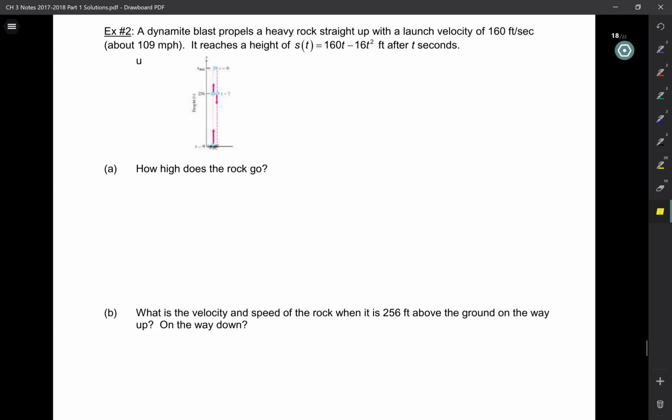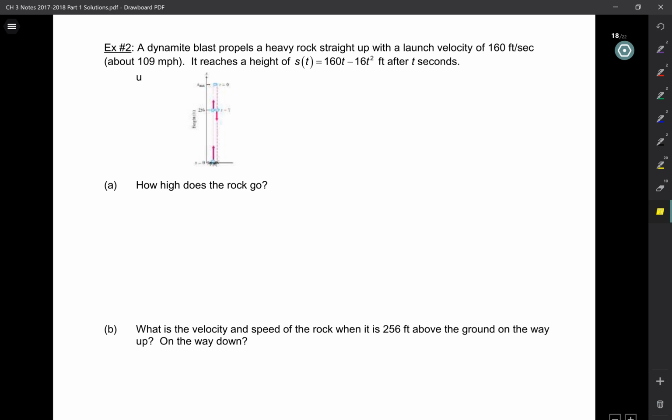Okay, dynamite blast. A dynamite blast propels a heavy rock straight up with a launch velocity of 160 feet per second. It reaches a height of S of t equals that many feet after t seconds.